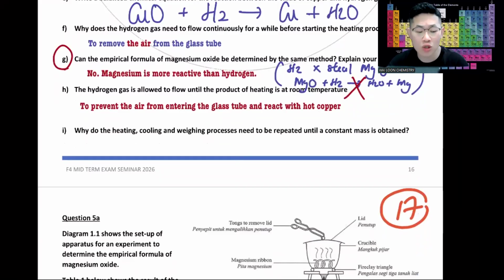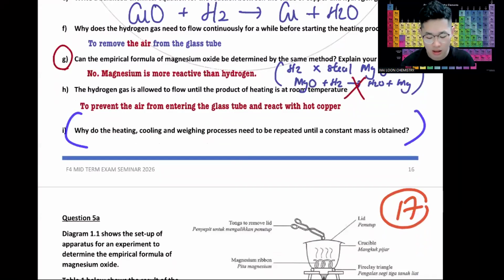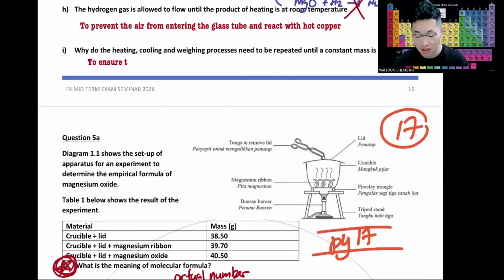Why do the heating, cooling, and weighing process need to be repeated until a constant mass is obtained? This is to ensure the oxide of copper has reacted completely.